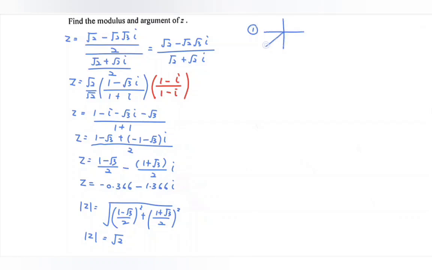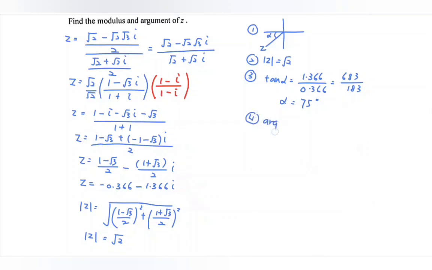The location of z is in the third quadrant. Here will be the basic angle, and here will be z. Second step, we have the modulus of z, which is the square root of 2. Third step, we find tangent alpha, and do remember to ignore the negative sign. If we ignore the negative sign, then the basic angle would be 75 degrees. In order to find the argument, step number 4, the argument of z is negative 180 plus 75, so the answer will be negative 105.